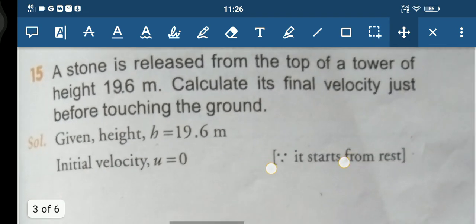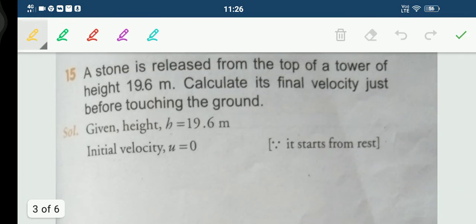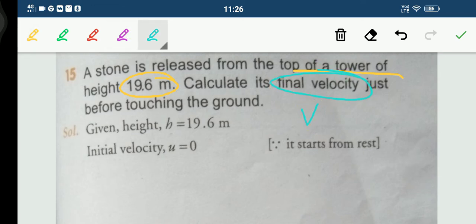Now comes the third question, and they are asking that a stone is released from the top of a tower of height 19.6 meters, and they are asking us to calculate its final velocity, that is v, just before touching the ground. Now see here, height is given to us, simply write it down, that is 19.6 meters.